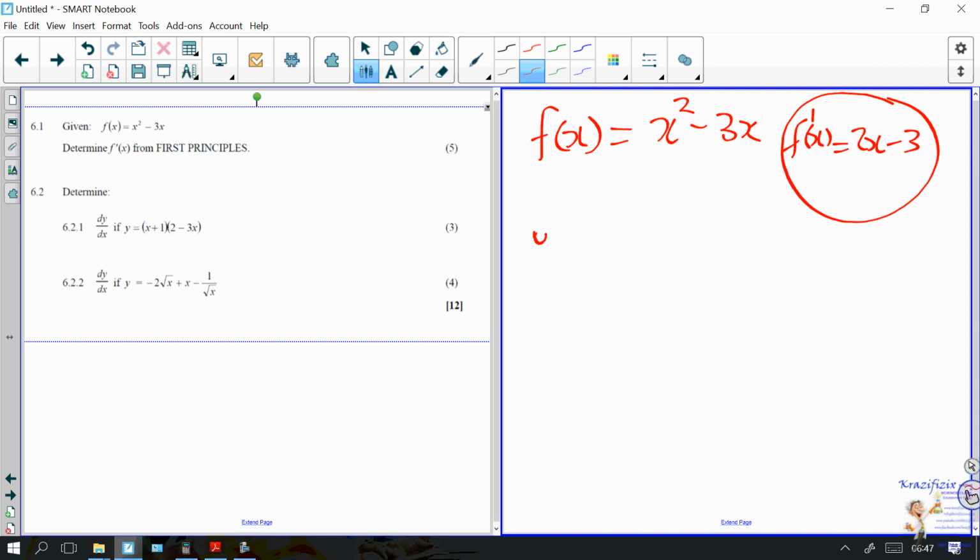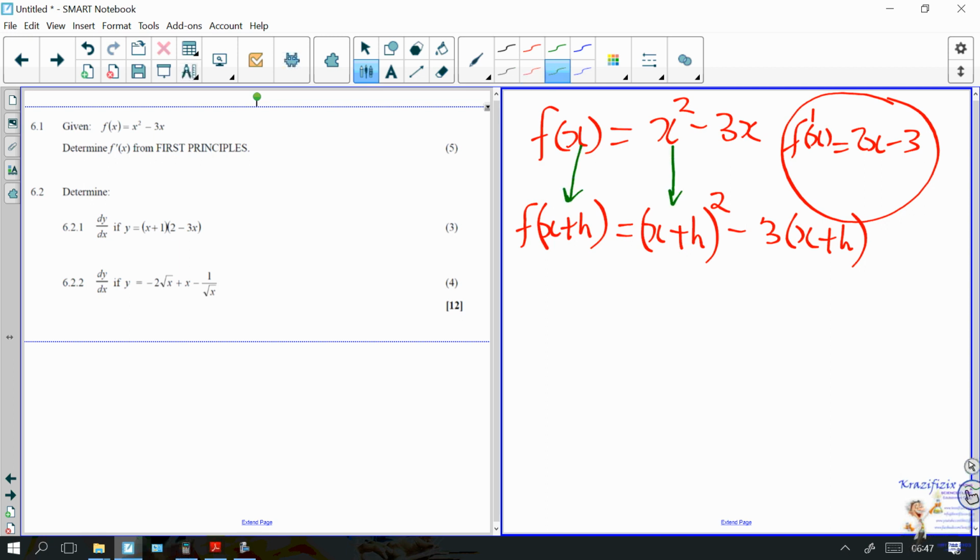okay, before you start, since you know the formula, I always like to do this separately so that every learner gets it. What is my f of x plus h? It means anywhere you see x, write x plus h. So what am I going to have? X plus h there, squared, minus 3 times x plus h. I hope that makes sense. Anywhere I see x, I replace it. Can we expand this? All right, this will give me x squared plus 2xh plus h squared minus 3x minus 3h.